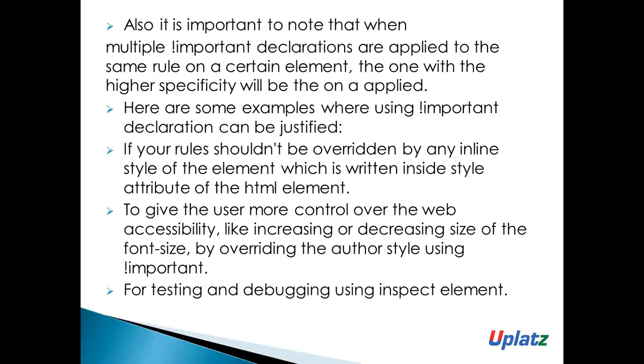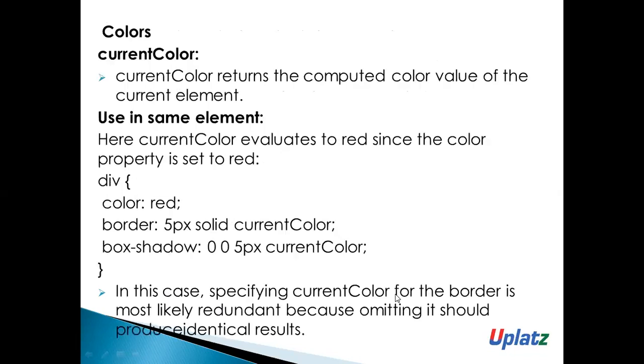Where can using the important declaration be justified? If your rules should not be overridden by any inline style of an element, which is written inside the style attribute of the HTML. Also, to give the user more control over web accessibility, like increasing or decreasing the font size by overriding the author style using important. For testing and debugging, you can use inspect element.